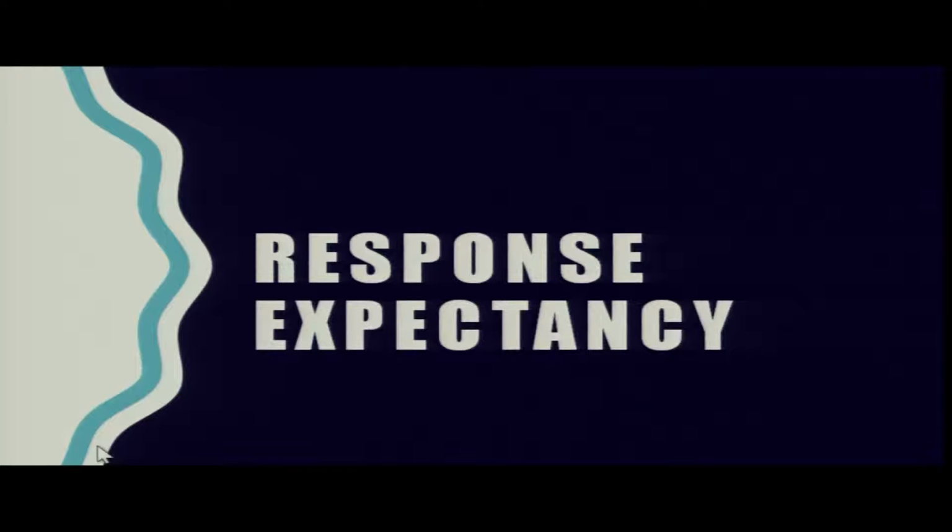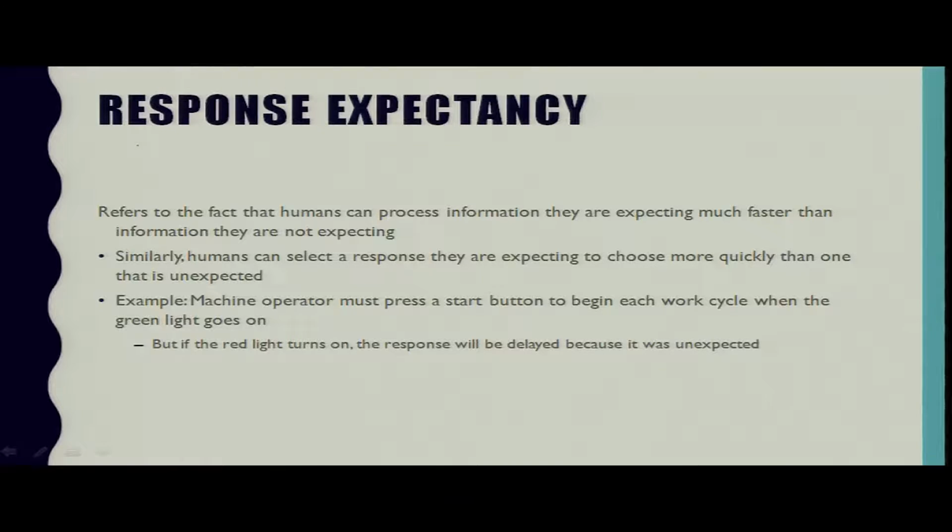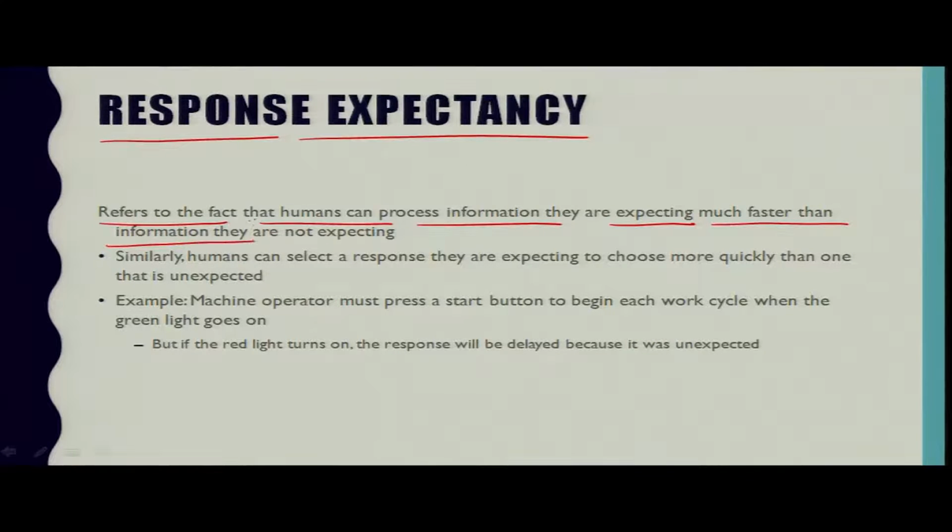Now the next topic is response expectancy. We have to understand this response expectancy. Expectancy refers to the fact that humans can process information they are expecting much faster than information they are not expecting. Similarly, humans can select a response they are expecting to choose much more quickly and accurately than one that is unexpected.